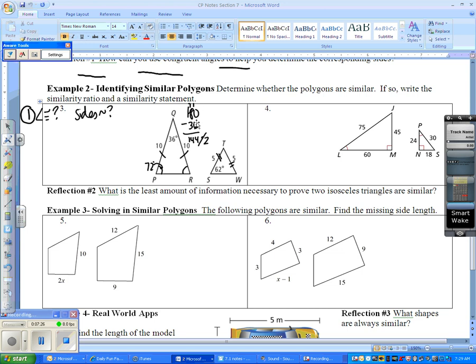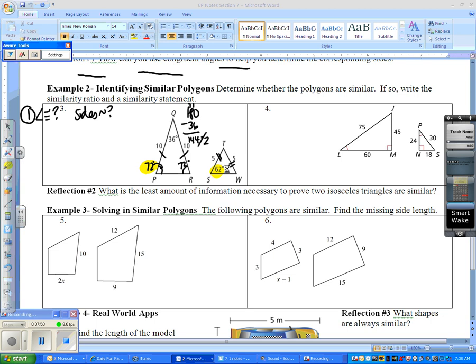Let's see if I did my subtraction right. 180 minus 36. Yeah, that's 144. Okay, so 144 divided by 2 is 72. So this one's 72 degrees as well. All right, well, 72 doesn't look like 62, right? And these should be corresponding. So since the angles are not congruent, the triangles are not similar.